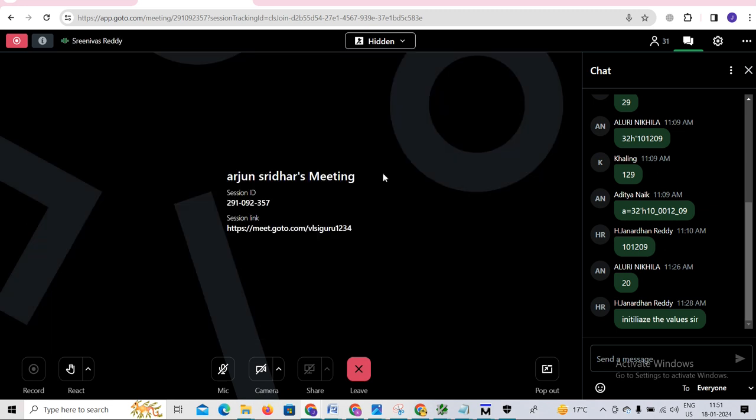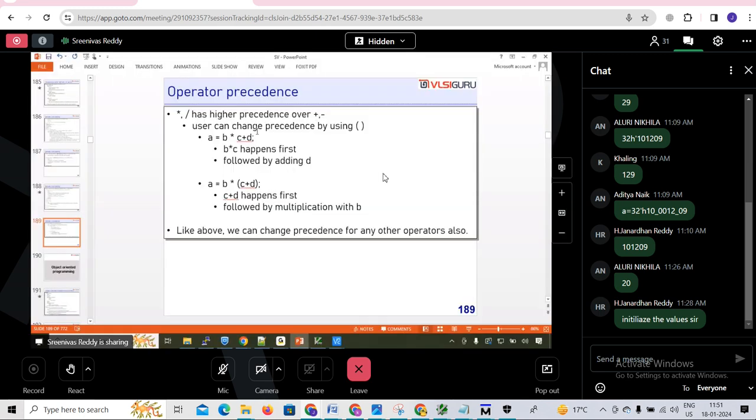Then you know the concept of operator precedence, right? Multiplication and division has higher precedence over plus and minus. User can change the precedence by using parenthesis. If I do this, what will happen first? B into C will happen, then plus D will happen. B into C happens first, followed by addition. If I want to change that order, you keep C plus D in the brackets. Like above, we can change the precedence of any other operator also.